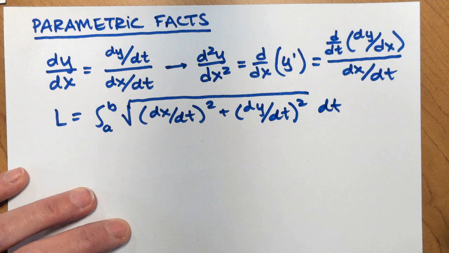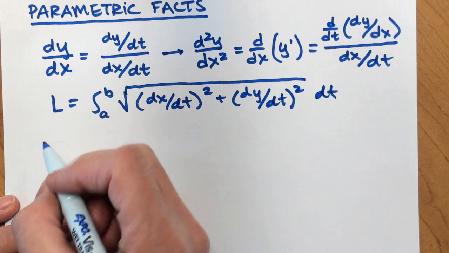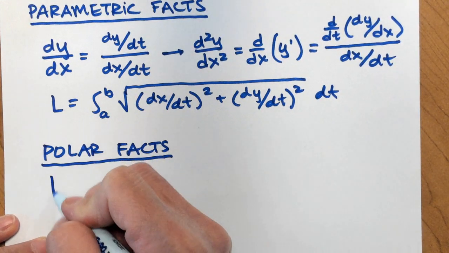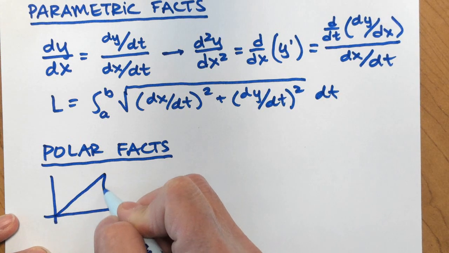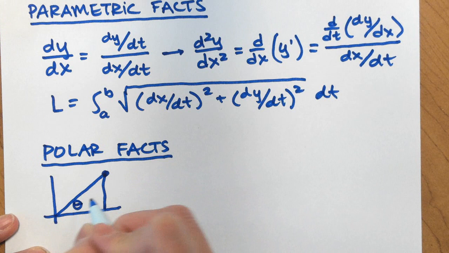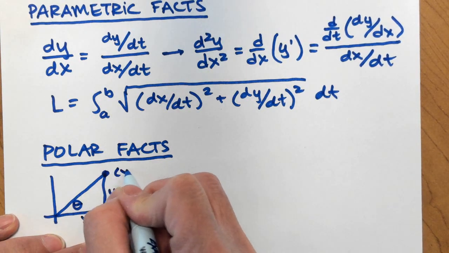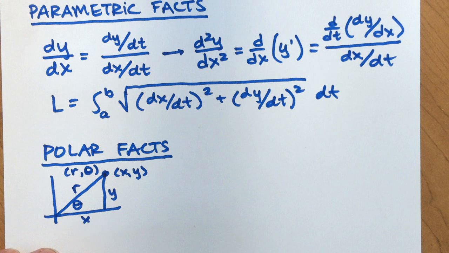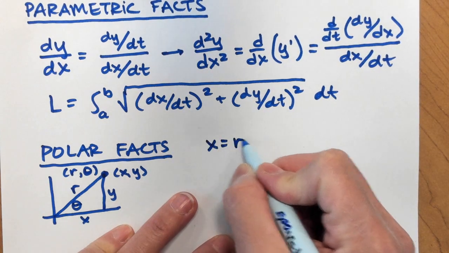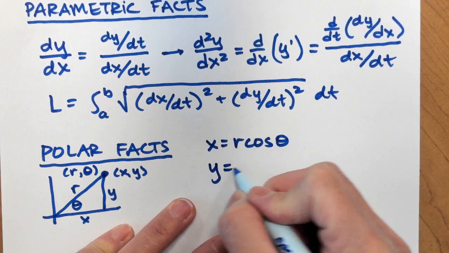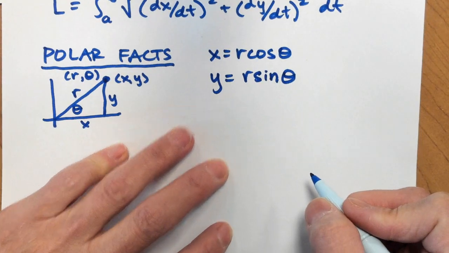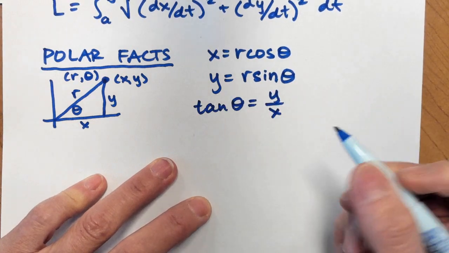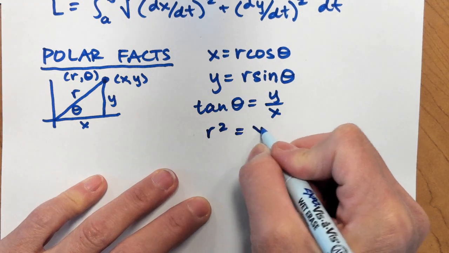Okay. Important polar facts. So let's just start with the very basic stuff. You remember from pre-calculus, all of our polar relationships come from this picture where we're trying to relate an ordered pair x and y to that same point represented as r and theta. Okay, so x is r cosine theta, y is r sine theta, the tangent of theta is y over x, and then of course we have the Pythagorean relationship, r squared is x squared plus y squared.